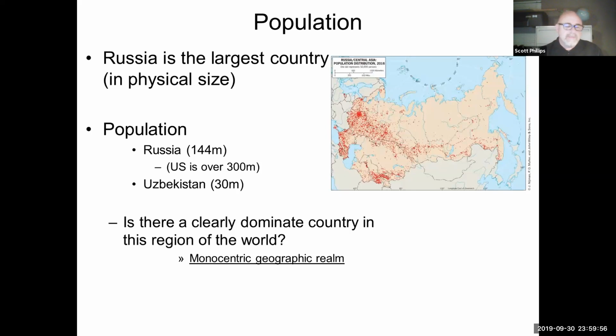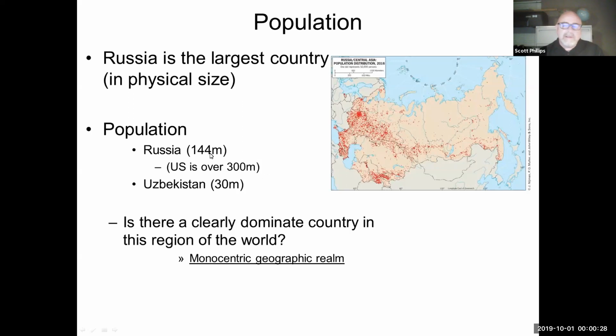Okay, let me skip ahead a little. I'm a little out of order. First off, in terms of physical size, you should know that Russia is the largest country in the world. It's nearly double the size of the United States, which is a big country itself. However, in terms of population, Russia is roughly half the size of the United States. It has about 144 million, where the US has over 300 million. So it's actually less than half the population of the United States.